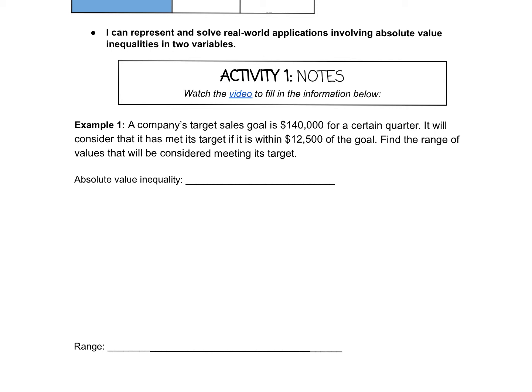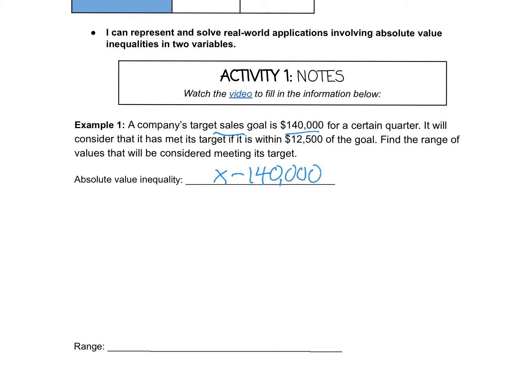Okay, so first thing, we need to set up an absolute value inequality, and I'll try to explain why. We're going to start with an unknown. We don't know how many sales this company is going to have for a certain quarter. And so what do we use in algebra for an unknown quantity? Usually we use the variable x. So x is the sales, and we want that to be close to the goal of 140,000. Well, closeness in math is found by subtraction. So we're going to do x minus 140,000.